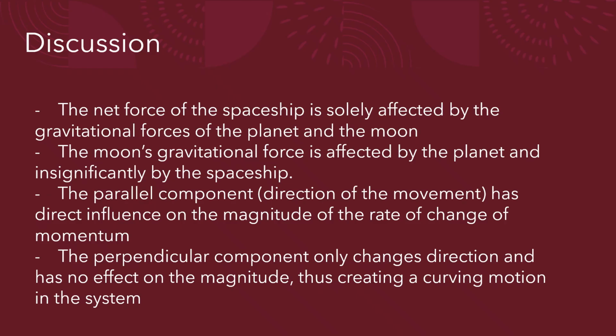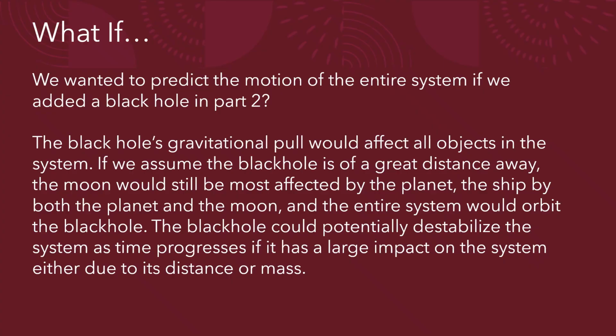What if we wanted to predict the motion of the entire system if we added a black hole in part 2? The black hole's gravitational pull would affect all objects in the system. If we assume the black hole is of a great distance away, the moon would still be most affected by the planet, and the ship by both the planet and the moon, and the entire system would orbit the black hole. The black hole could potentially destabilize the system's orbit as time progresses if it has a large impact on the system, either due to its distance or mass.